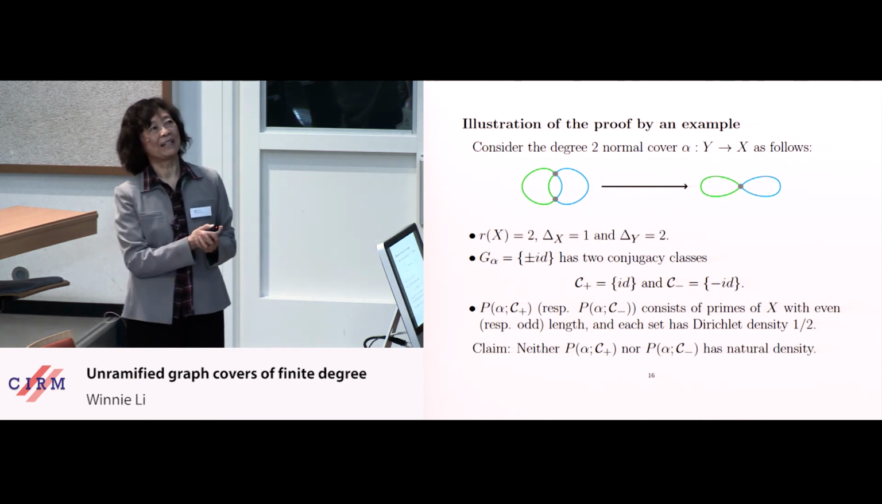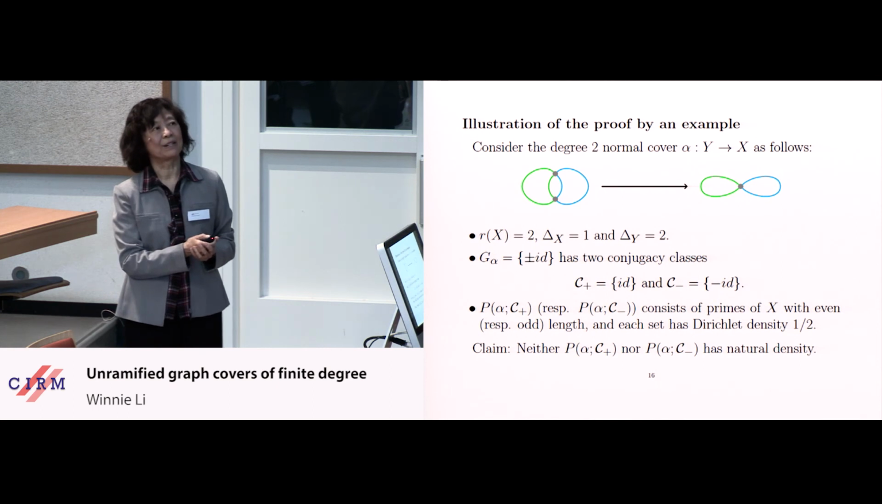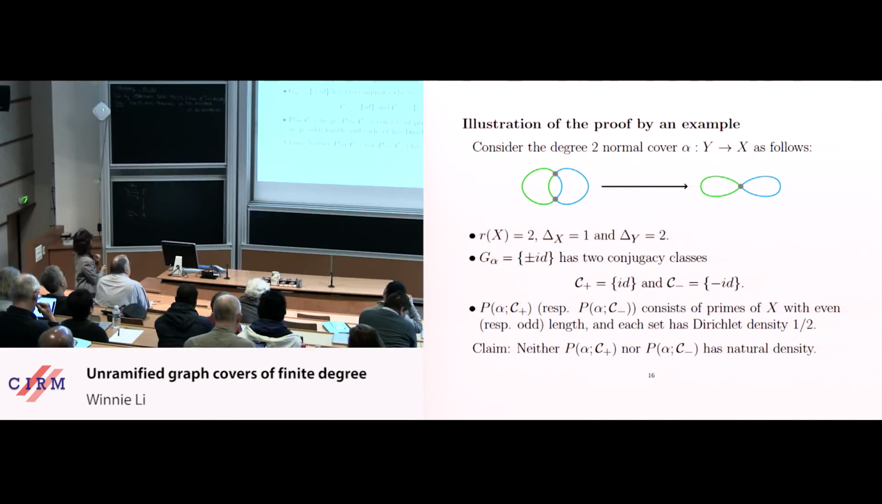And for the upstairs, because to get a loop it has to be even length, the GCD of the lengths of the primes is equal to 2. So for this twofold cover, the Galois group has 2 elements. Let's call them plus-minus identity. This is abelian, so I have 2 conjugacy classes. Let's see what are the primes which will fall into the conjugacy class of identity.